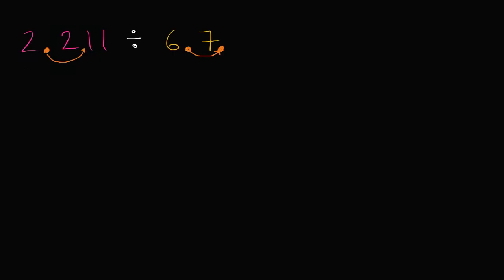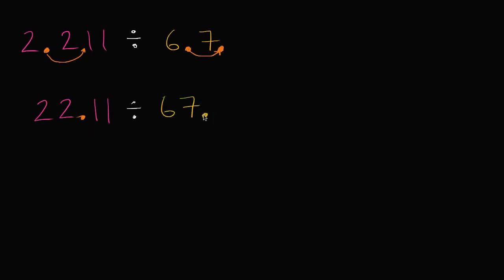And so now I can rewrite the problem. I can rewrite it as 22.11 divided by, instead of writing it as 6.7, I can now write it as 67. Let me do it in that same color. I can now write it as 67.